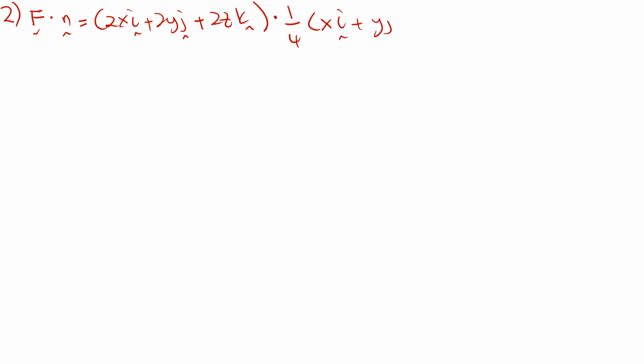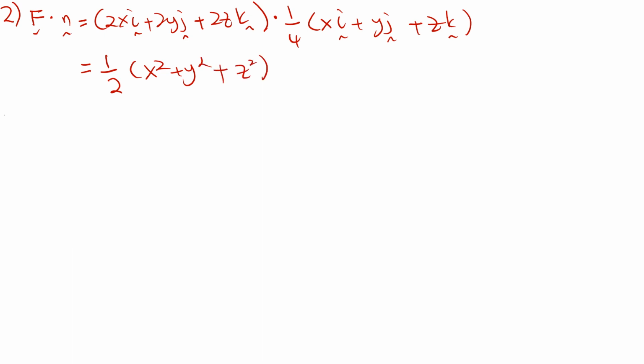Okay, next step is find F dot n. So F given in the question is 2xi plus 2yj plus 2zk. Then dot with n, which is 1 over 4, xi plus yj plus zk. So you will get 1 over 2 times x squared plus y squared plus z squared.